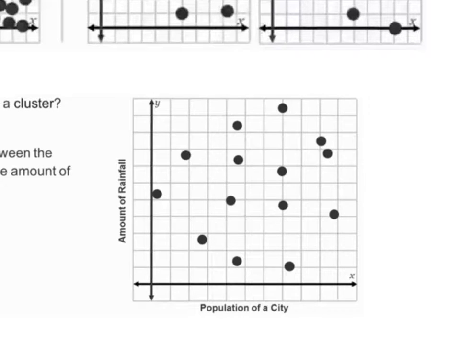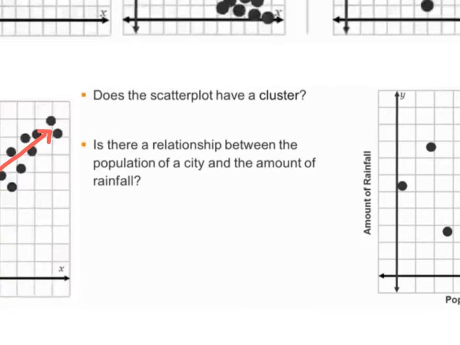But as the population of a city increases, does the amount of rainfall for that city also increase? And what we see here is a random set of points. There is no correlation. The points aren't grouped together, so there's not a cluster. Okay, so there's not a cluster.